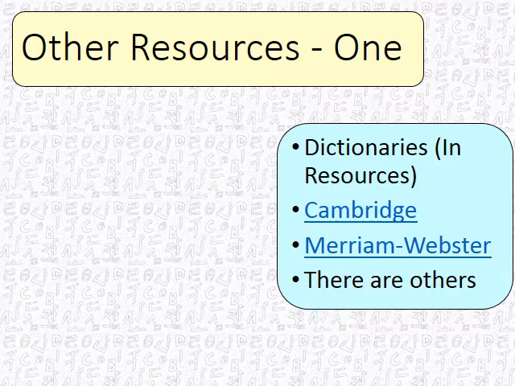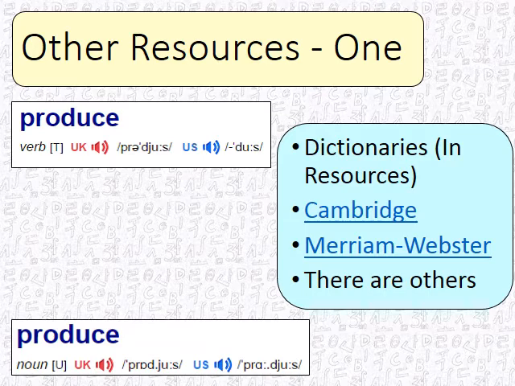There are 5 resources in the resource section that can help you learn to use the IPA. This slide will look at the 2 dictionaries which are linked to the website. They are the Cambridge and Merriam-Webster online dictionaries. There are many more, so if you have one you like better, please use it.